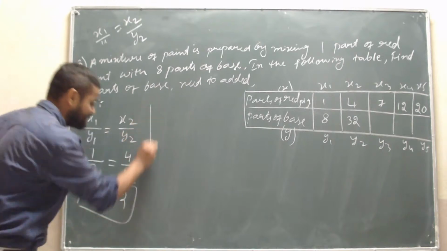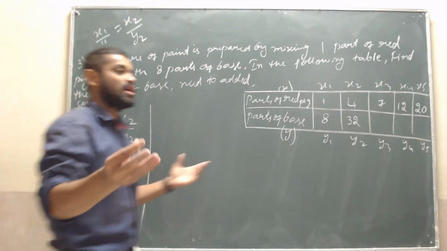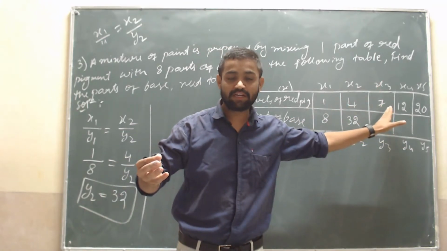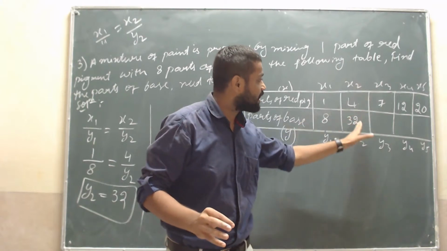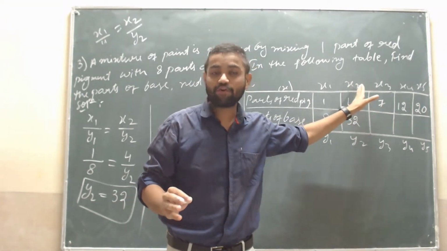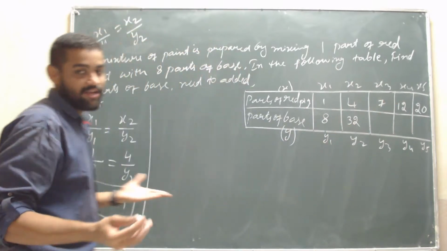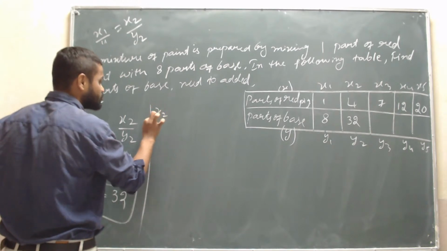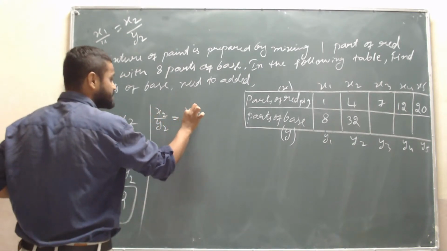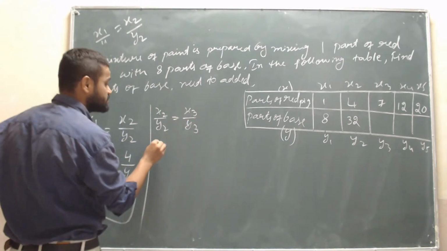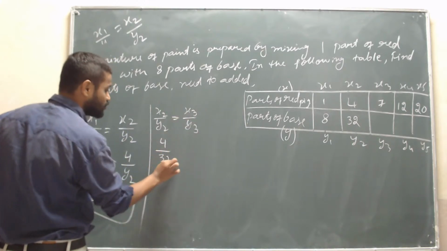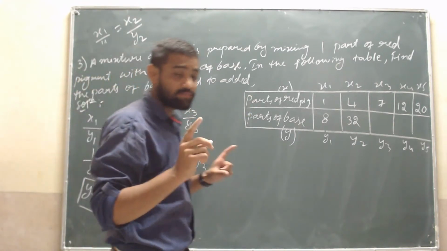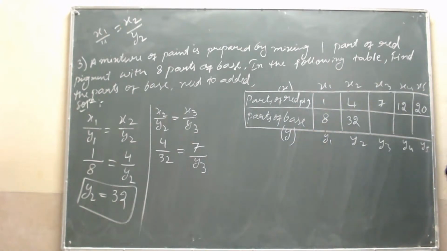Find out, children, quickly. Now which columns will we assume? I will assume the first column as well as the third column. You can. Sorry, I will take only the second column as well as the third column. It's your choice. I will take X2 by Y2 is equal to X3 by Y3. X2 value is 4, Y2 value is 32, equal to X3 value is 7 and Y3 is unknown. Are you getting my point? I am just writing the data.